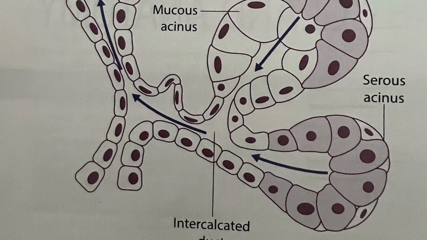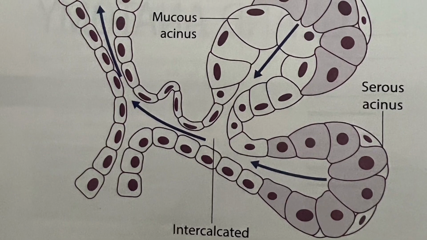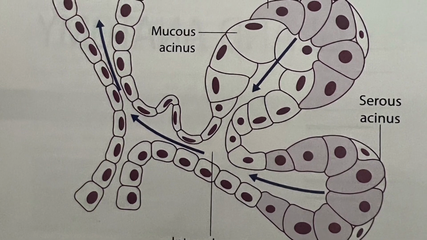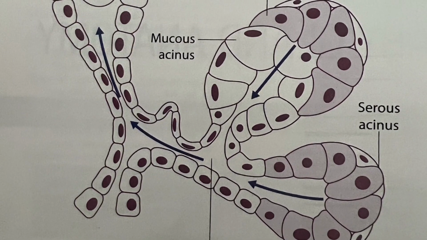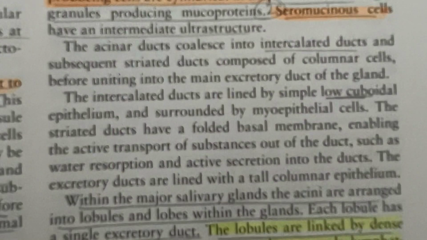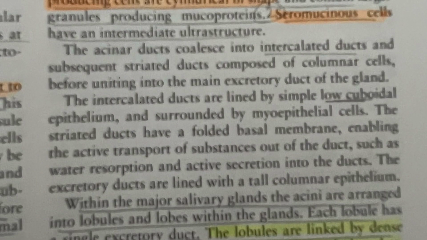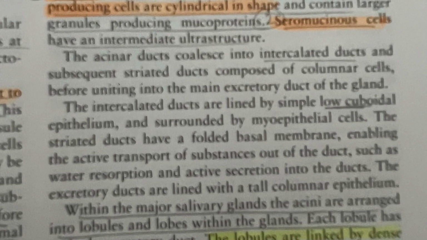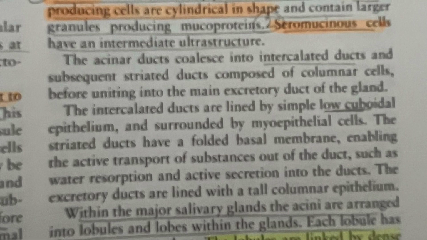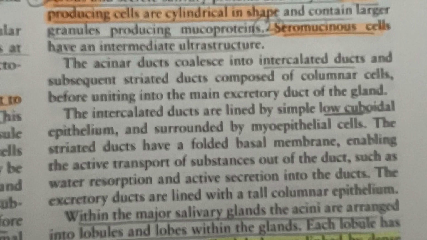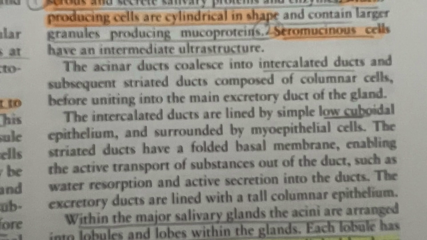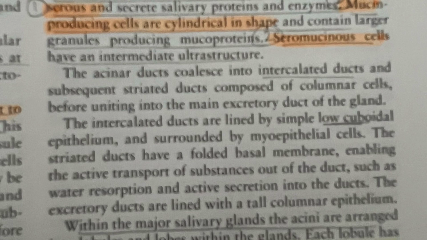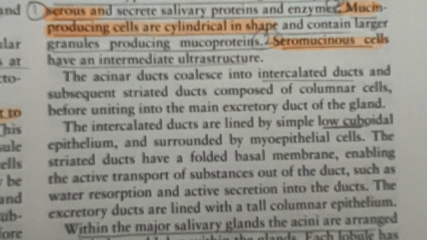The microscopic anatomy: salivary glands are made up of secretory acini and ducts. The acini can be serous, mucous, or a mixture of serous and mucous. The secretory cells are categorized into three types: serous, mucin-producing, and seromucinous cells. The acinar ducts coalesce into the intercalated duct and the subsequent striated duct, composed of columnar cells, and ultimately form the major excretory duct of the gland.